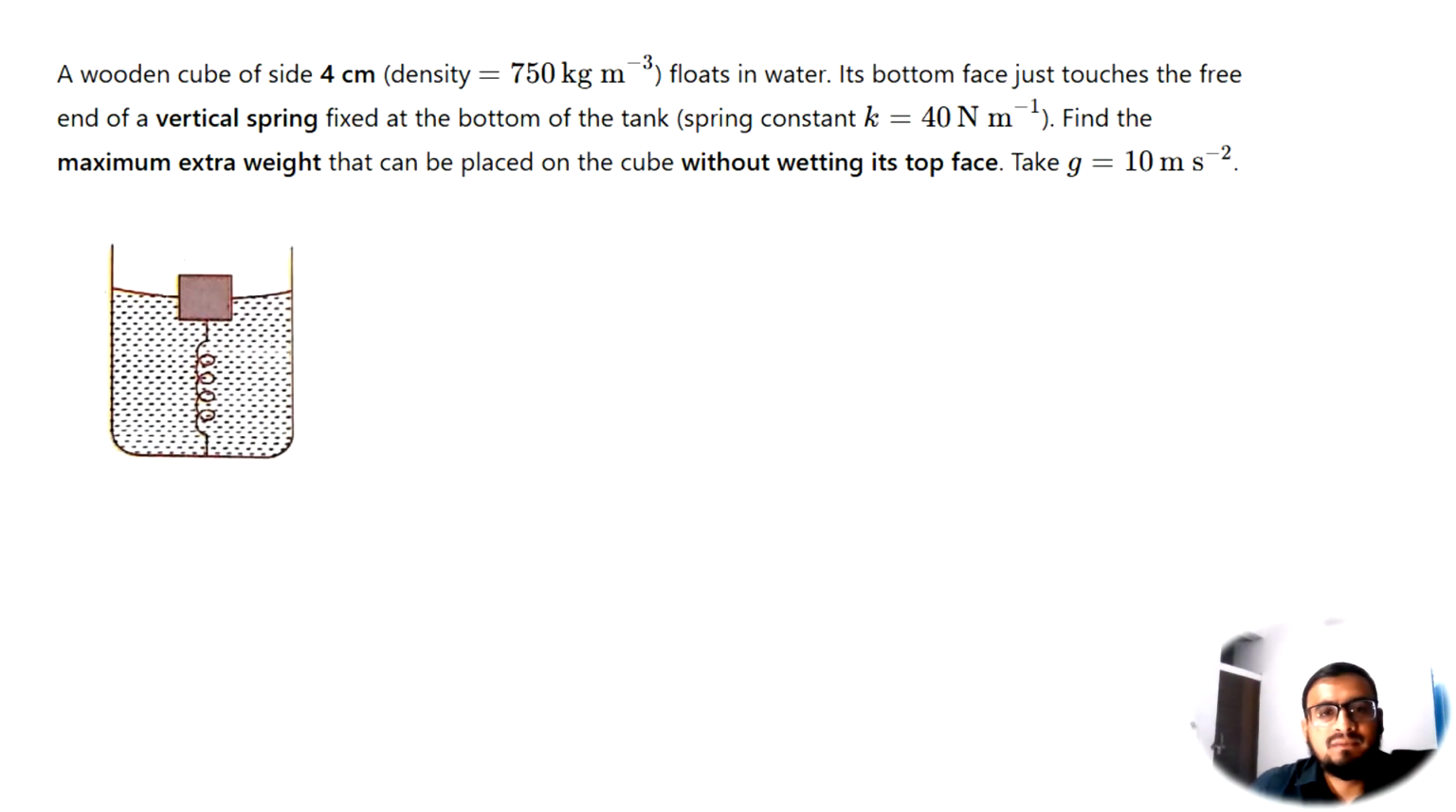Here we got a similar question wherein a wooden cube, the dimensions are 4 centimeter and the density of the wood is now different, 750, and the K value, the spring constant, is 40 Newton per meter and the G value 10. So it is a similar problem, very much the same, only the values are changed. You can pause the video and do it, and if you finish it, you must be getting the maximum additional weight as 1.712 newtons.